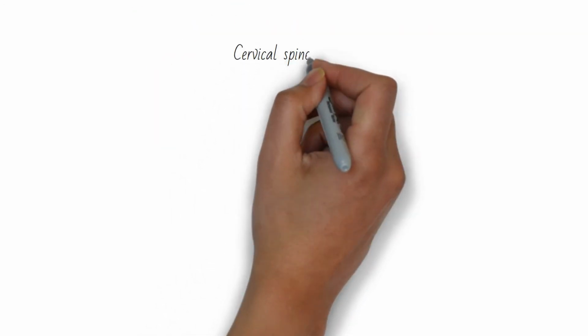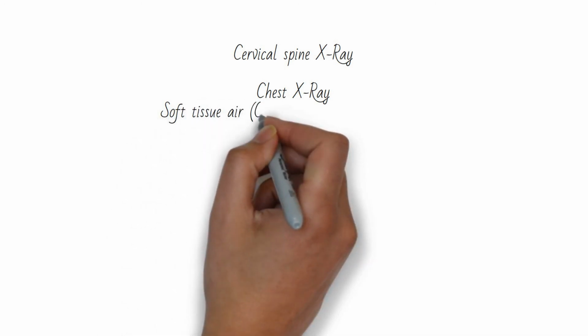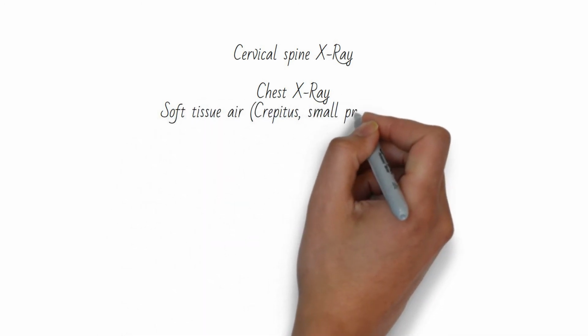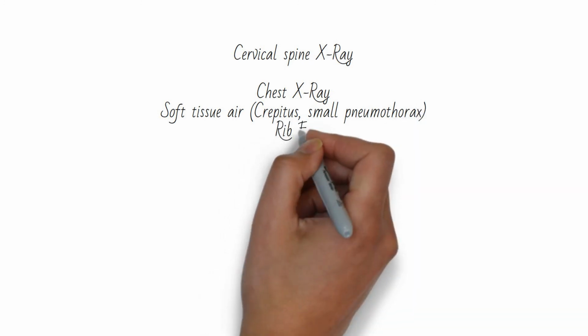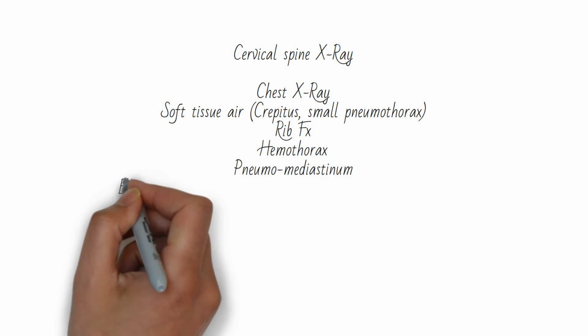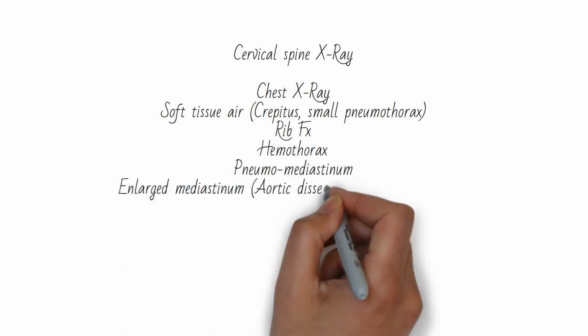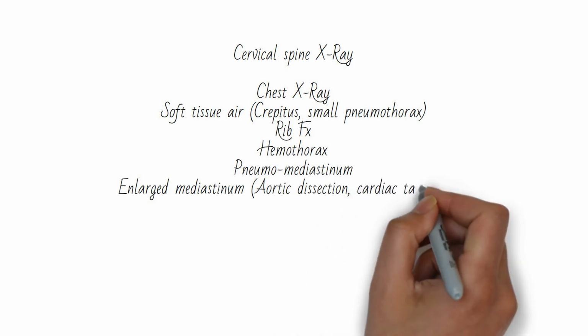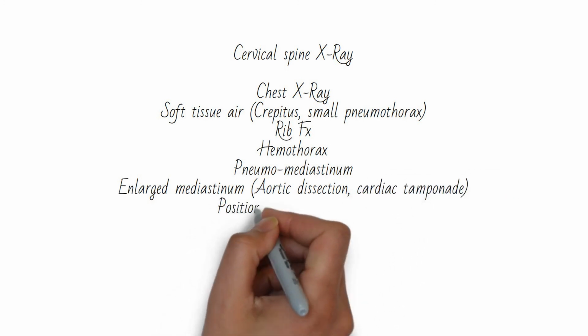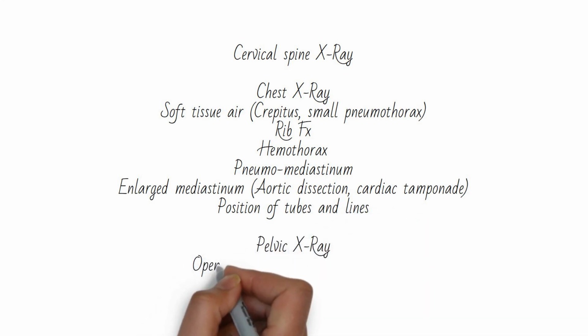You'll also want a cervical spine X-ray to check for fractures, and a chest X-ray to look for soft tissue air or small pneumothoraces that were undetectable on exam, any rib fractures, hemothorax, pneumomediastinum, or an enlarged mediastinum, which would indicate aortic dissection or cardiac tamponade. You can also observe the positions of any tubes and lines on chest X-ray.